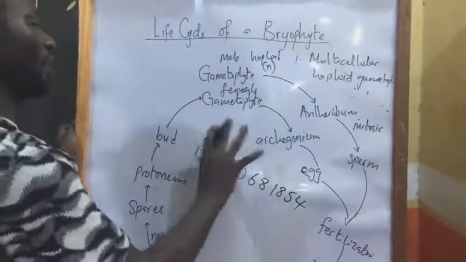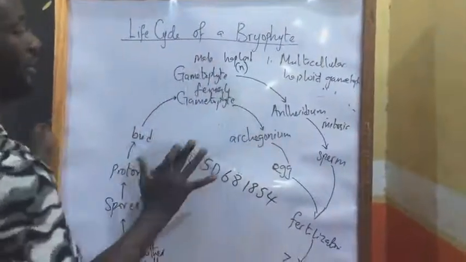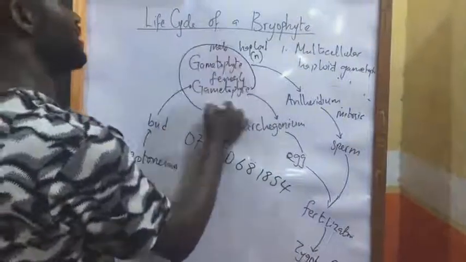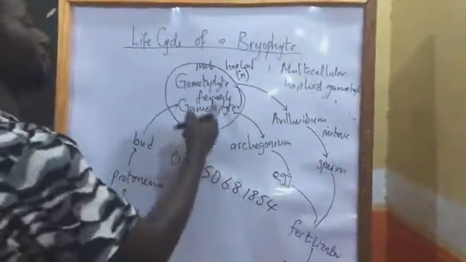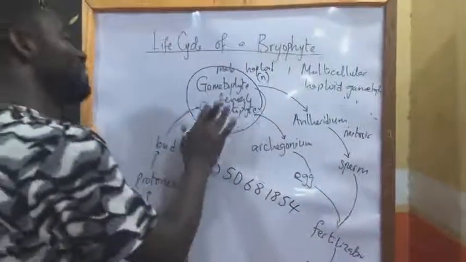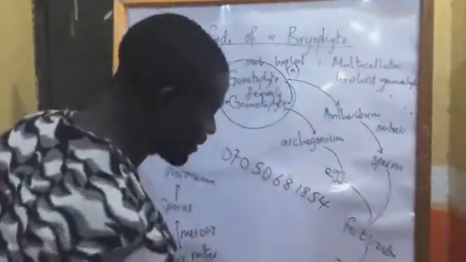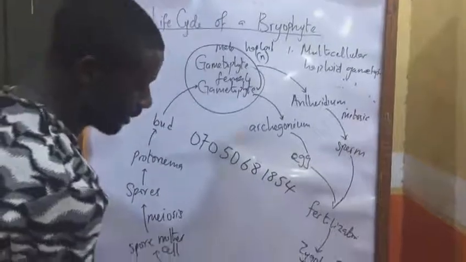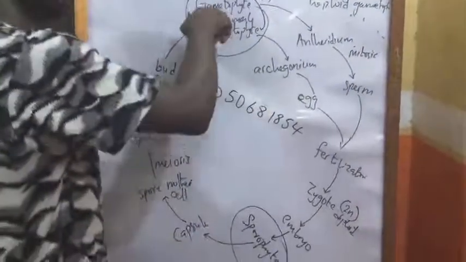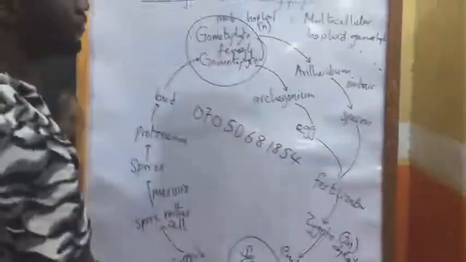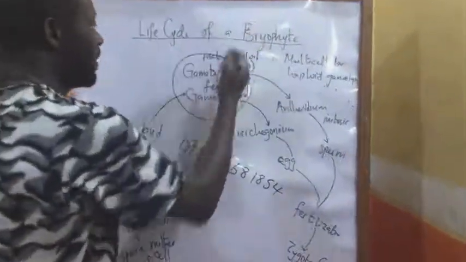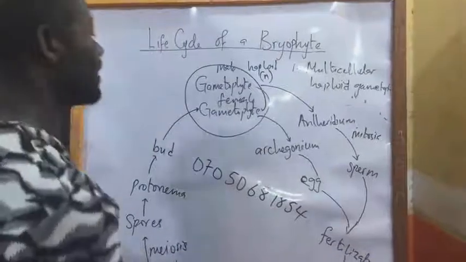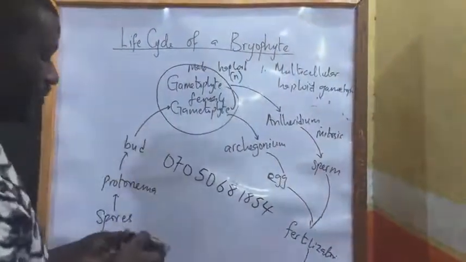Note that in your JAMB exam, 2 questions are fundamental. The gametophyte is green, it is leafy, and it can photosynthesize. It is independent. While the sporophyte is not green, it depends on the gametophyte for its food. So we say that the gametophyte is dominant, while the sporophyte depends on gametophyte.